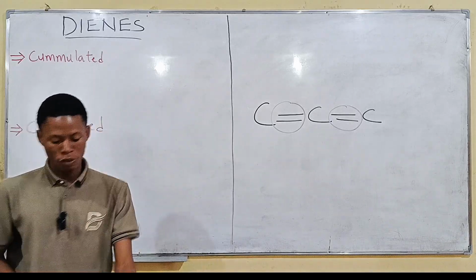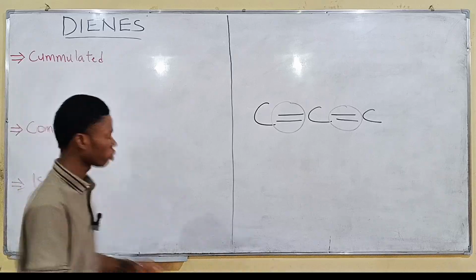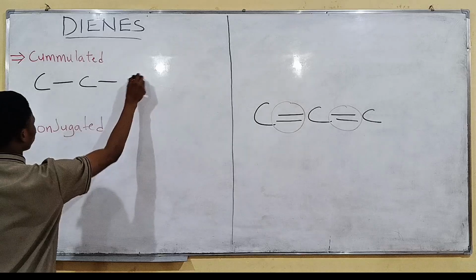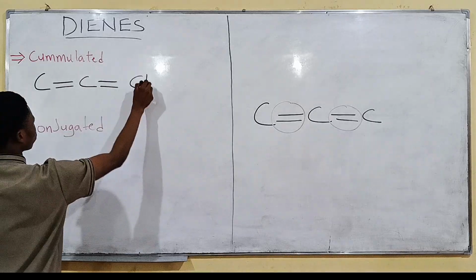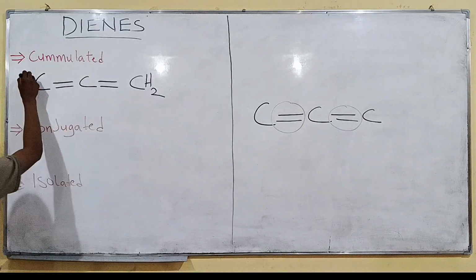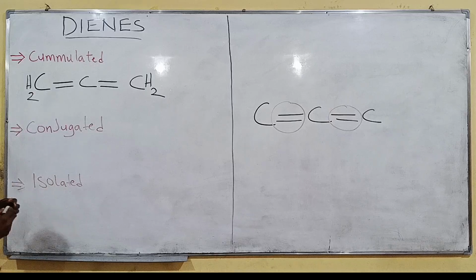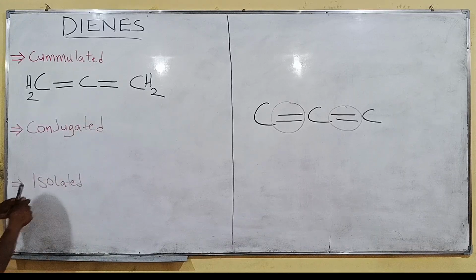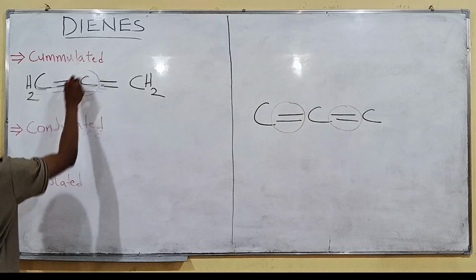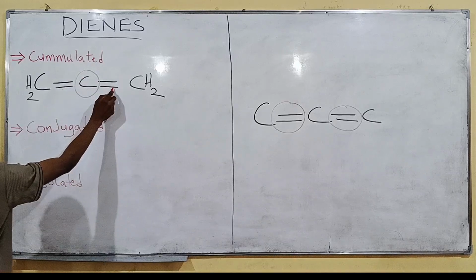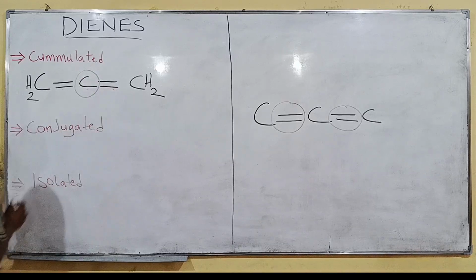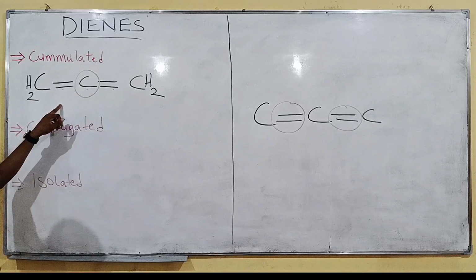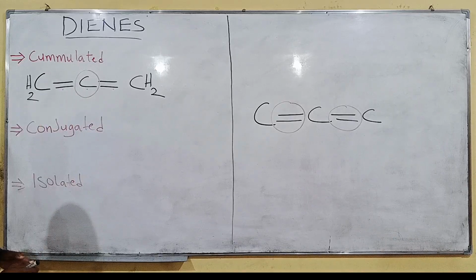What does that mean? If you have this example here, if you have something like this, check very well. Now, if you notice, this carbon 2, this carbon at the middle here, this double bond is on this carbon, this other double bond is still on that same carbon. Now, in this case, we call this a cumulated diene.